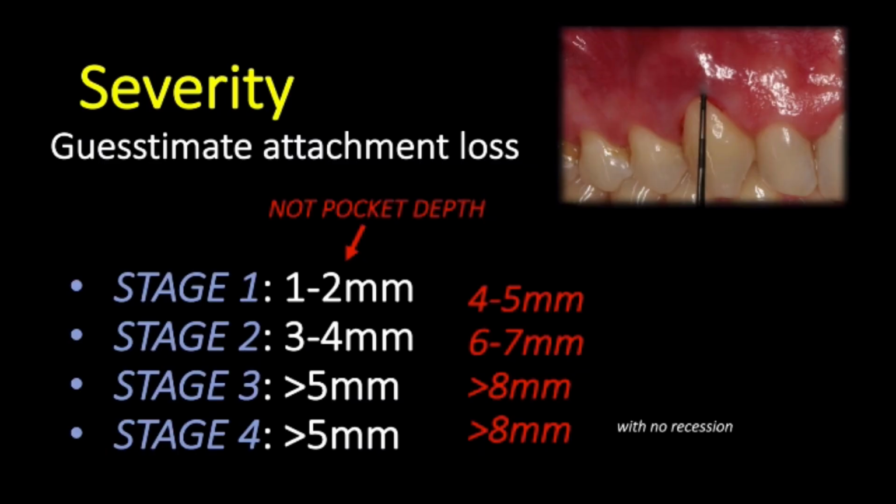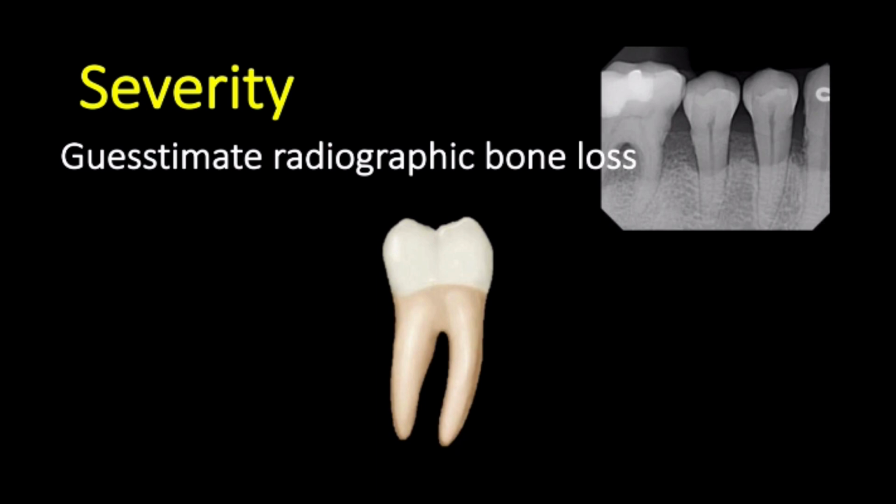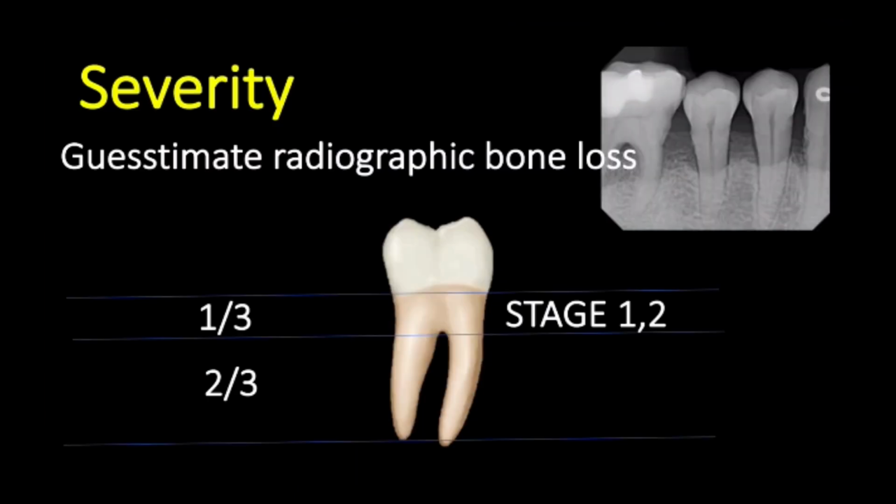This is attachment loss. So assuming the patient doesn't have recession, we're looking at these equivalent probings: 4 to 5 millimeter pockets, we're looking at stage 1; 6 to 7, stage 2; and over that, stage 3 and 4. We also need to look at the interproximal bone loss. Again, very simple. Bone loss in the coronal third of the root is stage 1 and 2, and the apical two-thirds of the root, stage 3 and 4. Very simple. And of course, we're looking at the interproximal bone loss.